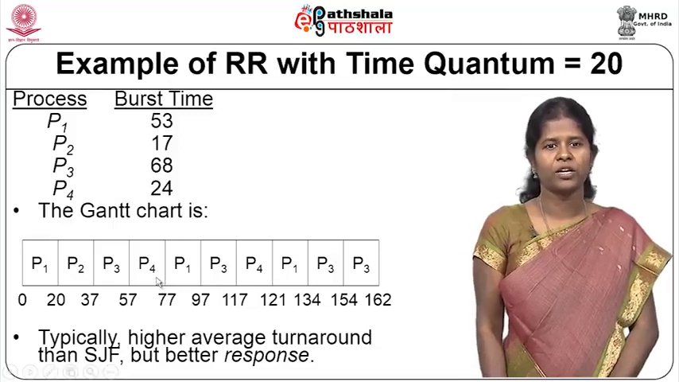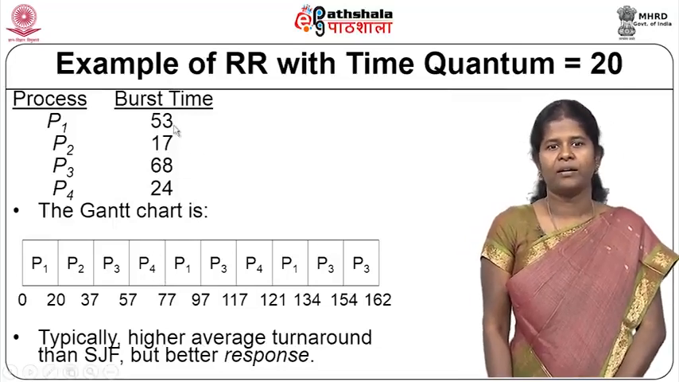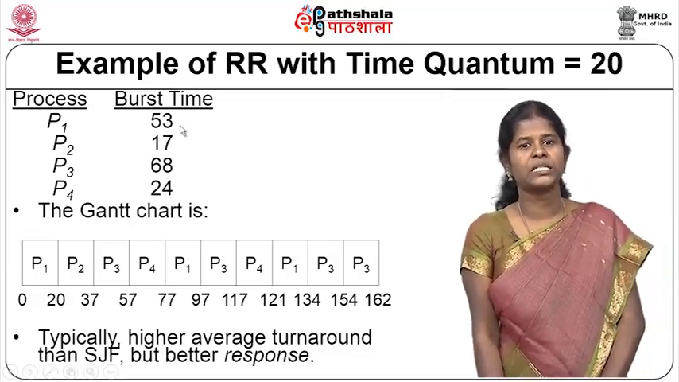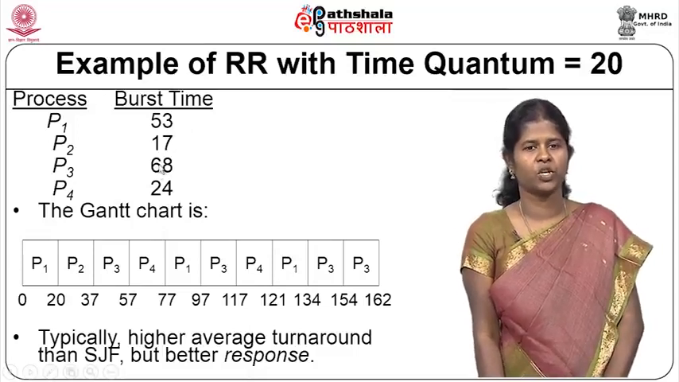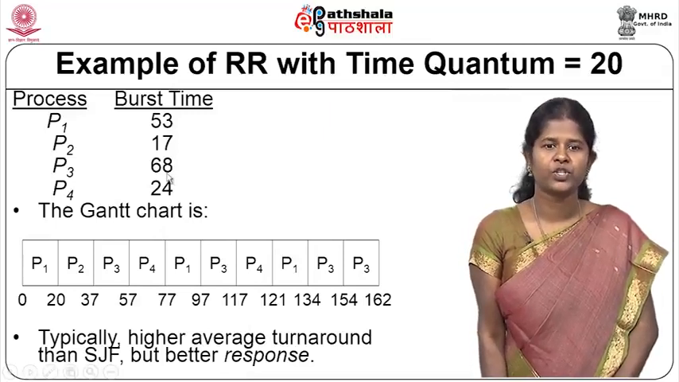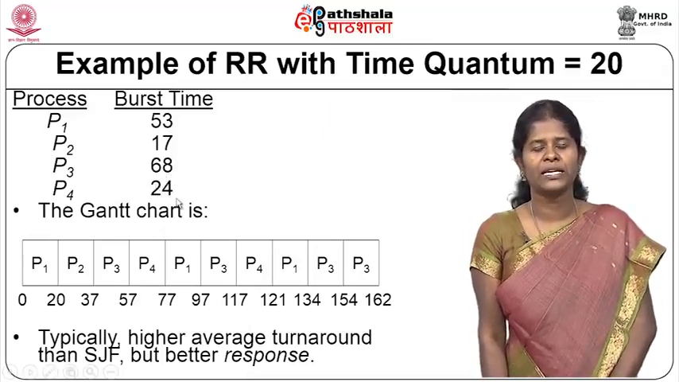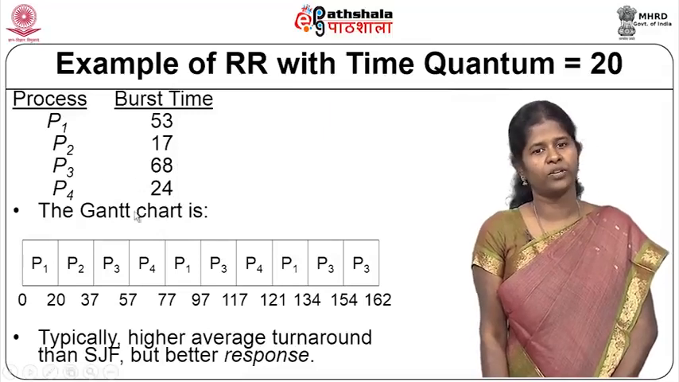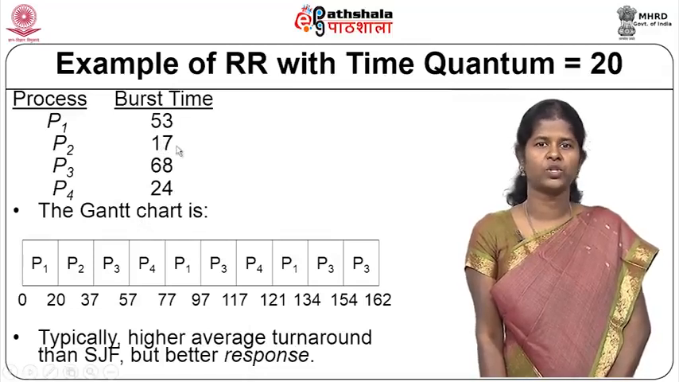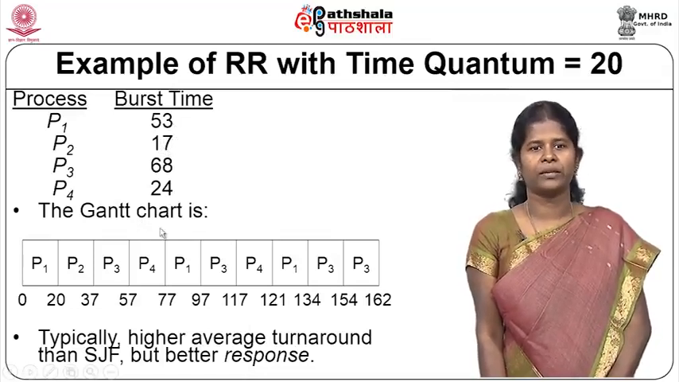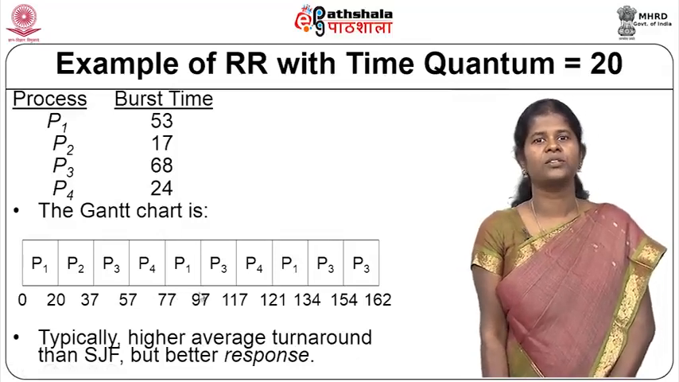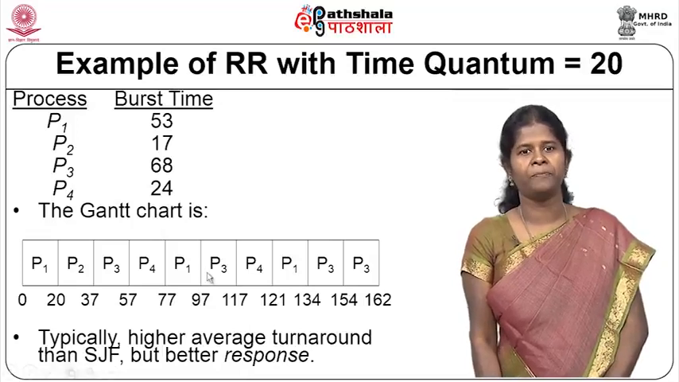Now, which are the processes that are remaining? P1, P3 and P4. P1 needs 53 minus 20, that is 33 more milliseconds to finish its job, P3 needs 68 minus 20, that is 48 milliseconds, and P4 needs 4 more milliseconds to finish its job. And again it will be allotted only in the sequence P1, P2, P3 and P4, but P2 has finished its CPU burst. So, P1, P3 and P4. P1 will again be given the CPU, and it will run for another 20 milliseconds. So, 40 milliseconds are over for P1 and 13 more remain.